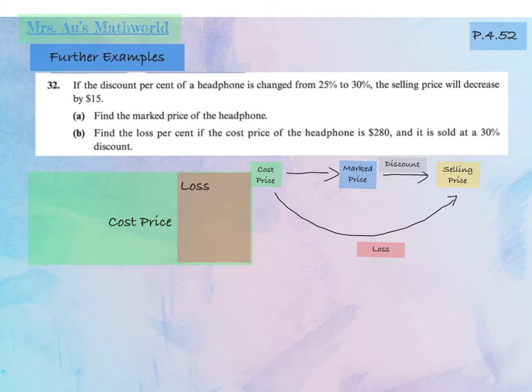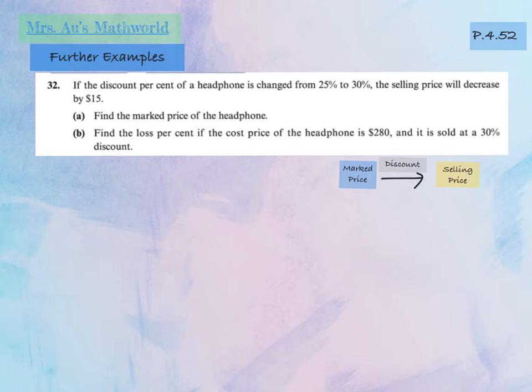And then in the first part, actually we don't have any cost price and loss. So for this part we can put it away first, leaving the market price, discount, and selling price. This one is quite interesting because the discount percent is changed from 25% to 30%, and the selling price will be decreased by 15%. So let's see how it works.